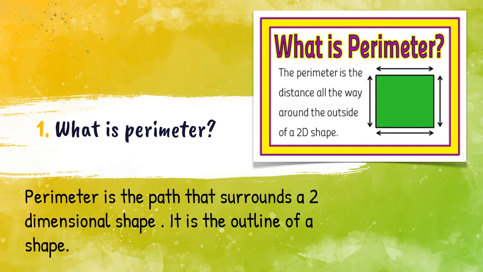Perimeter is the path that surrounds a two-dimensional shape. It is the outline of a shape. In this picture, you would start from here and add this length to this length to this length and to this length. You need to remember that perimeter is the distance all the way around the outside of a 2D shape. So it's like the outline of this shape, and the length of each side all added up is what makes the perimeter. Just drill this into your mind: it is the distance all the way around the outside of a 2D shape. That is the best definition that I can give you that will help you understand it.